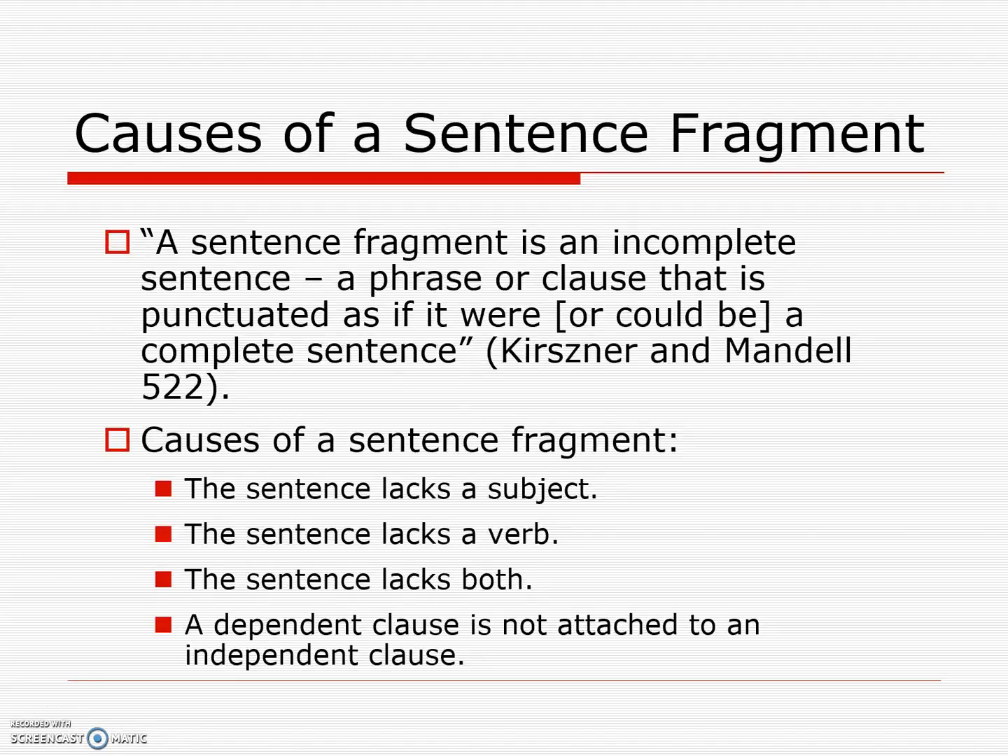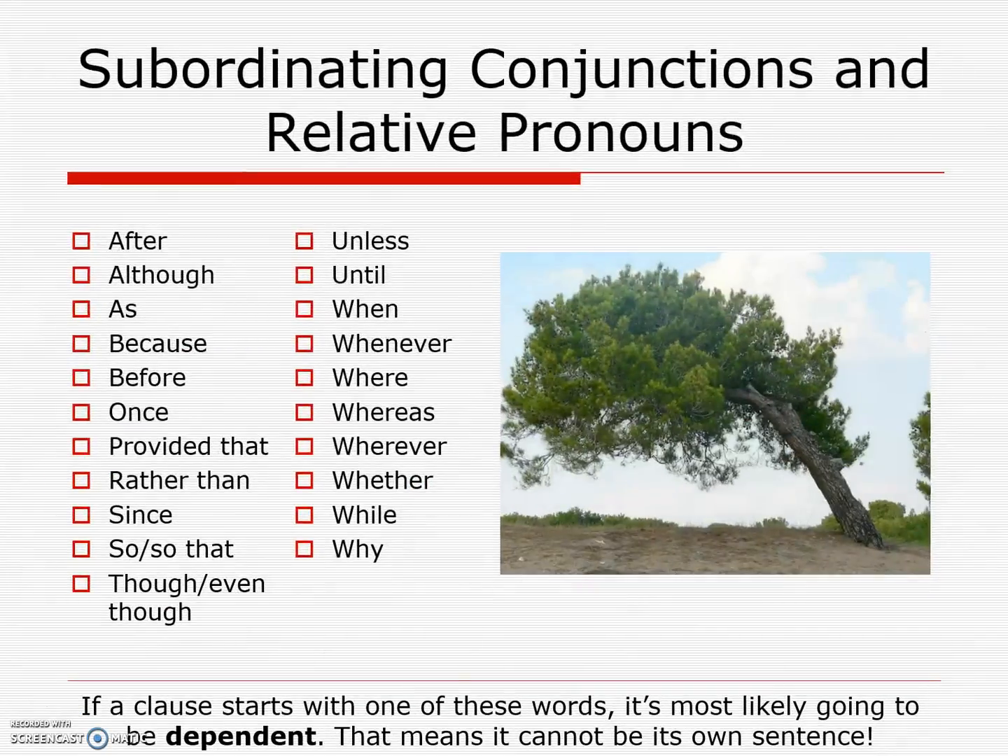Now, there may be several possible causes of a sentence fragment. Your sentence may simply lack a subject, or may lack a verb, or maybe both. But most often in collegiate writing, the error occurs when a writer creates a dependent clause but does not attach or connect that to an independent clause. In other words, it's masking itself as a complete sentence when really it's not.